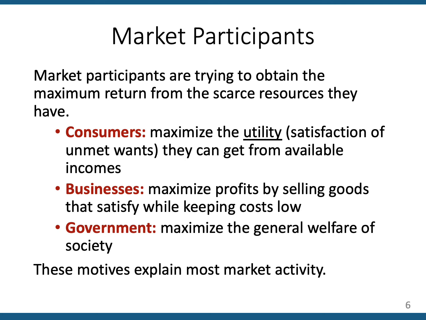There are consumers. Consumers are interested in maximizing the utility they get from the goods and services they purchase with their resources. Their resources is the income they have to spend. Businesses, their objective is always to maximize profits by selling the goods and services they produce, while keeping their costs low. That's what helps you maximize profits. And then the government plays a role too. So all three of these participants are in this model.